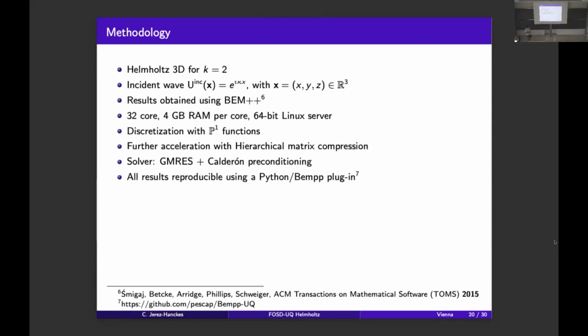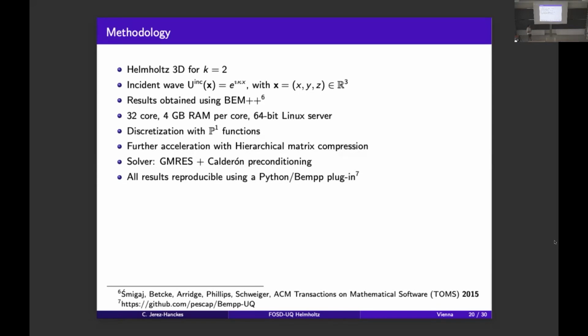So what we'll do is show 3D full Helmholtz using BEM++. We have an incident wave for k equals 2, but the k will be changing. So k, not kappa, k is the tensorization level, so the covariance and so on. Kappa is the wave number. This runs on a Linux server, so you don't need a supercomputer, but you still need some computing power if you want to do this nicely.